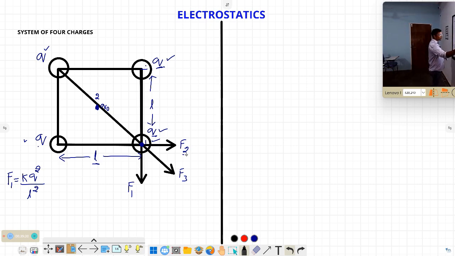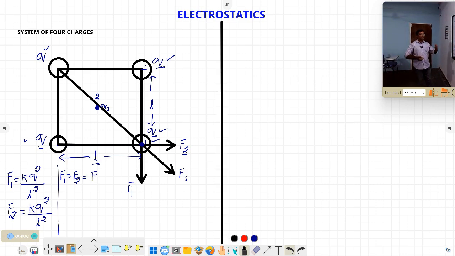Similarly, the second force, what is F2? What is the F2 formula? F2 is equal to K into the charges. This is Q, that is also Q. I can write the same Q square by the square of the distance between them. Now, what is the distance between these two? That is also L only. So I can write L square. So if you observe these two, F1 and F2, both are similar. Charges are the same, distance is also the same. I can write simply F1 is equal to F2 is equal to F, you can write that.